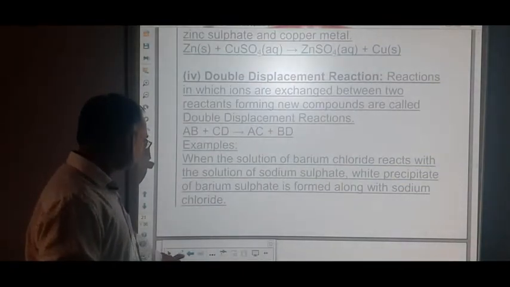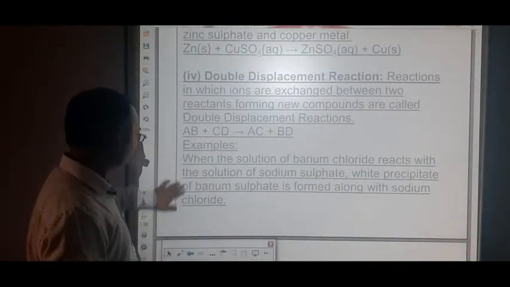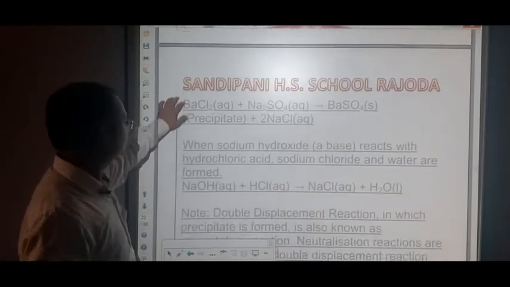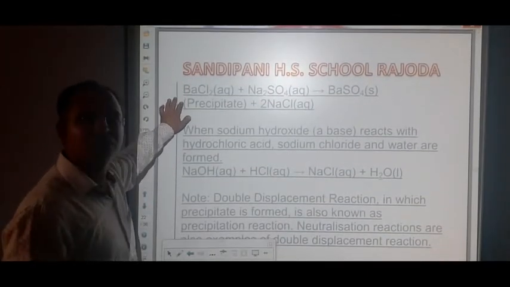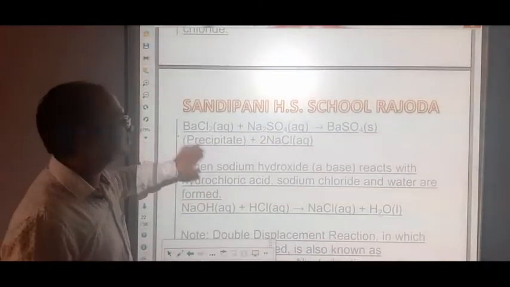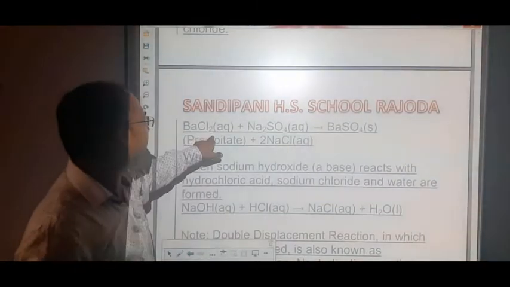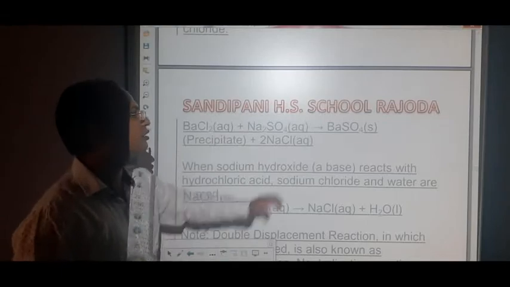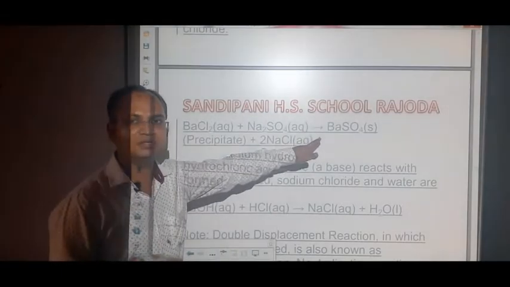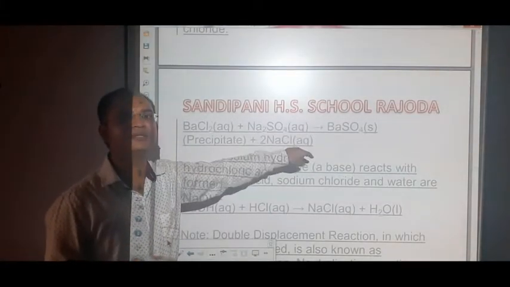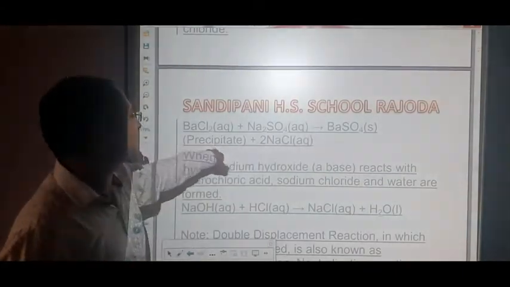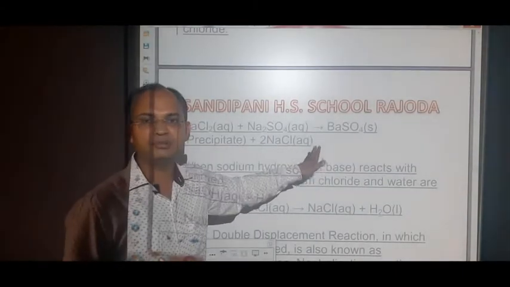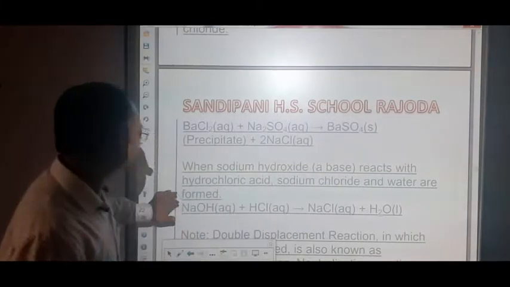Next, see here one example: when barium chloride, BaCl2, reacts with Na2SO4, then barium sulfate solid, that means the precipitate of barium sulfate, plus NaCl, sodium chloride, is formed.